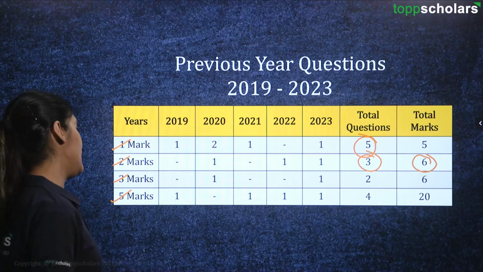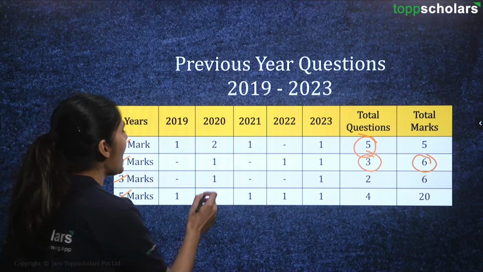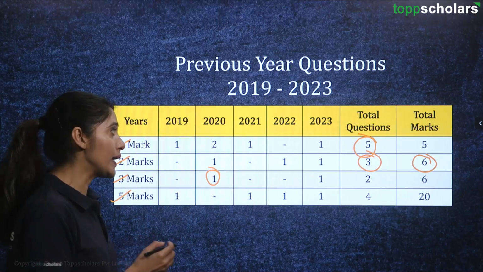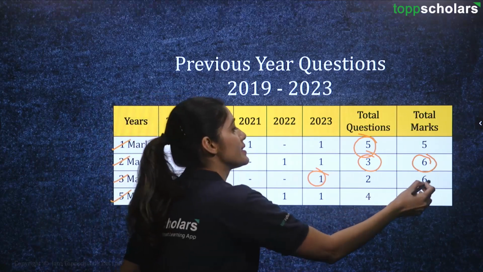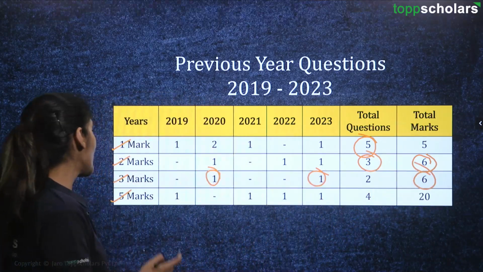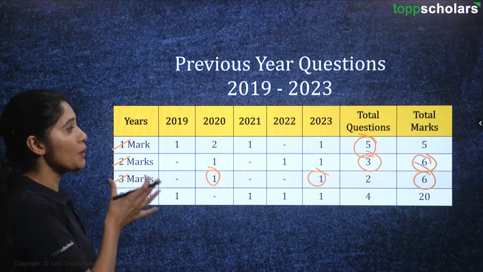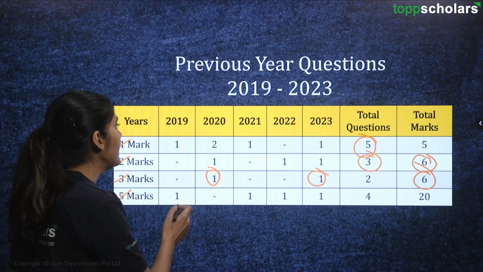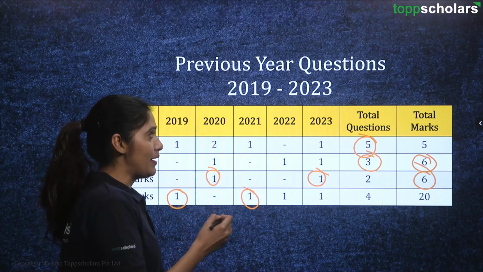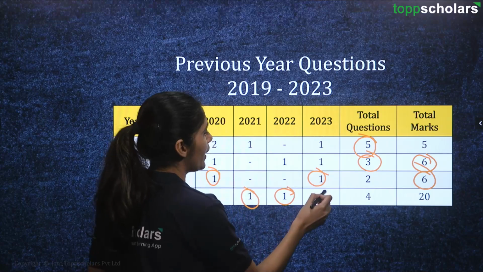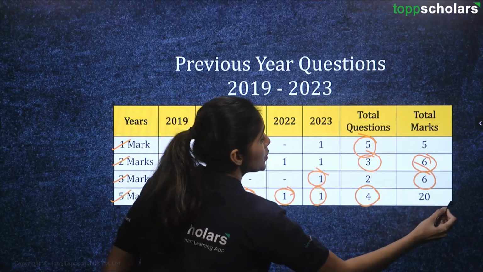And then let's move on to the 3 marks questions. You can see that we have 1 question from 2020 and 1 question in 23, which gives us a total of 6 marks. And for 5 marks questions, which carry the maximum marks from this chapter, we have 1 from 2019, 1 from 21, 1 from 22 and 1 from 23. So a total of 4 questions giving us 20 marks.